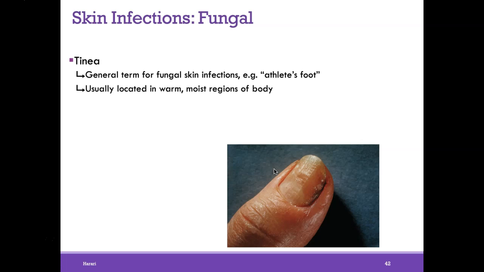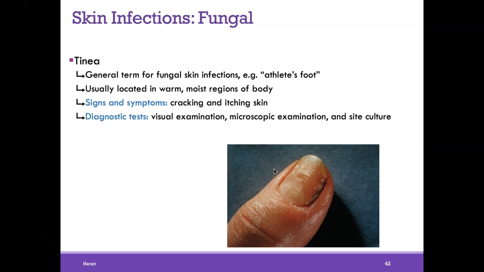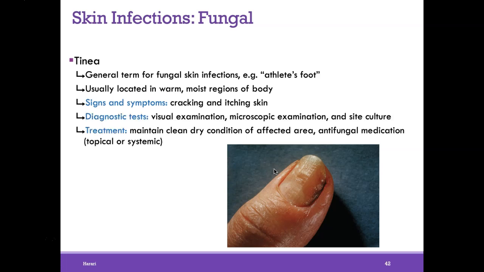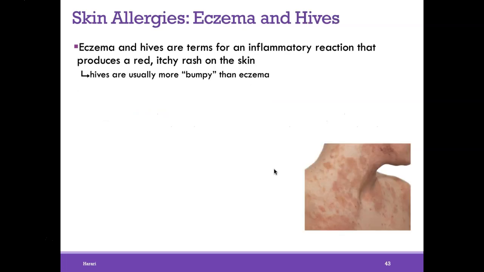Tinea is a fungal infection. Fungi usually like to grow in warm, moist regions of the body, and they cause very itchy skin. You might have to do a culture to confirm if it's fungal, but sometimes the doctor can just see it visually. Usually an antifungal medication is enough to treat the fungus. It can be topical, like a cream, or if it's an intense fungal infection, you might have to do a systemic, meaning take it by mouth many times for weeks.